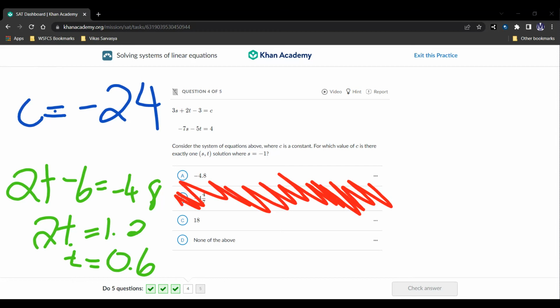So let's try the next one, 18. 18, we add the 6, we divide by the 2, we get t equals 12. Then we have 7 minus 60, and that's not 4. So this also doesn't work. This also does not work.